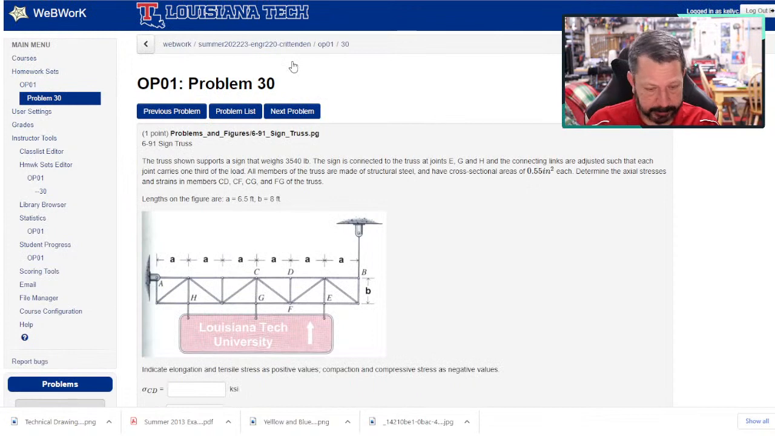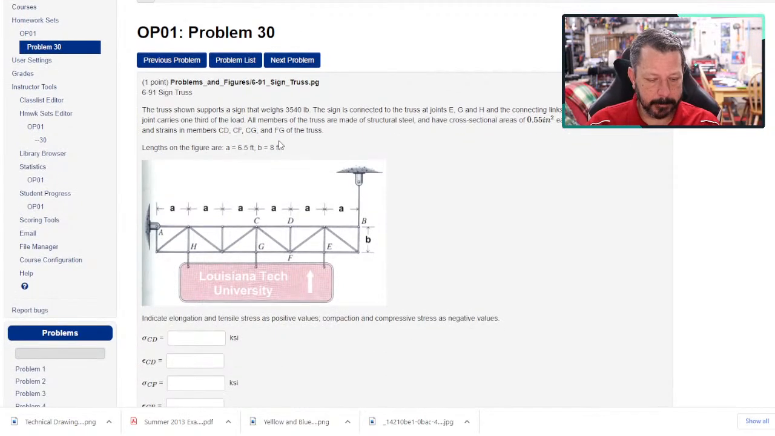Let's see. In fact, that might be a good one to do next time on Wednesday, if you have questions about it, if you've tried it between now and then. This is just a regular truss. Method of sections is decent on this one.